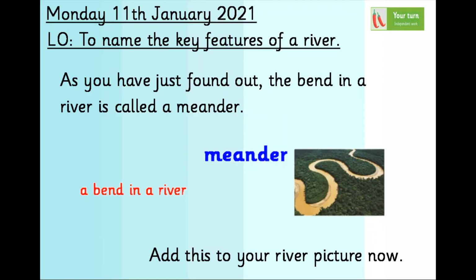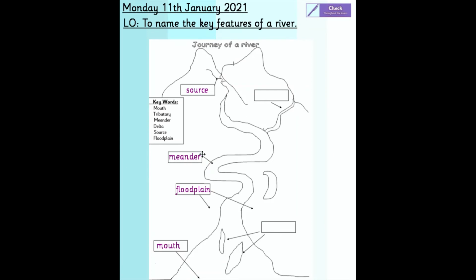As you've just found out from the video, the bend in a river is called a meander. You can see this river meandering here. Add the word meander to your river picture now. I have put meander here on my diagram as this is where my river is winding around, and that bend there is called the meander.